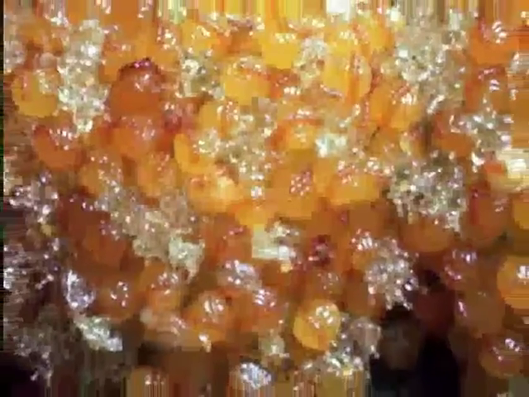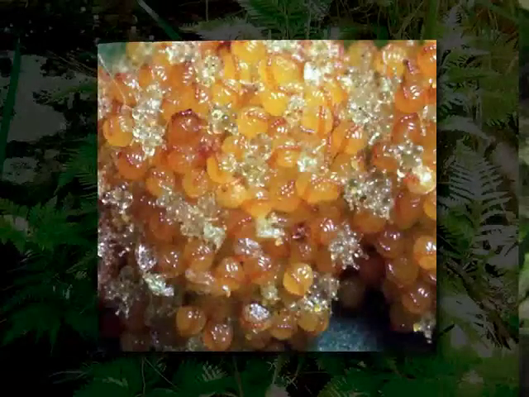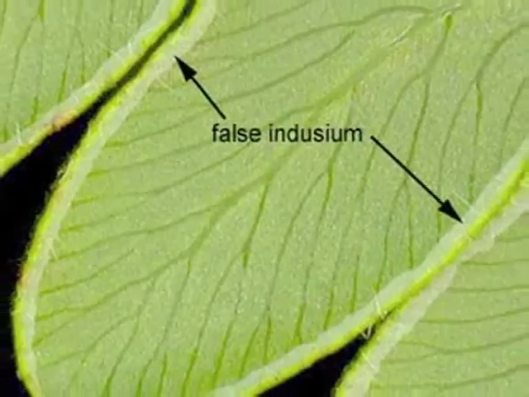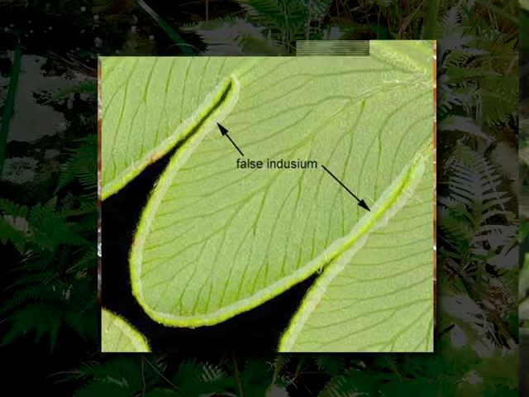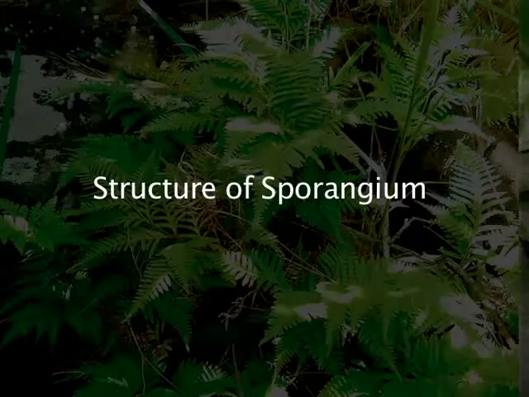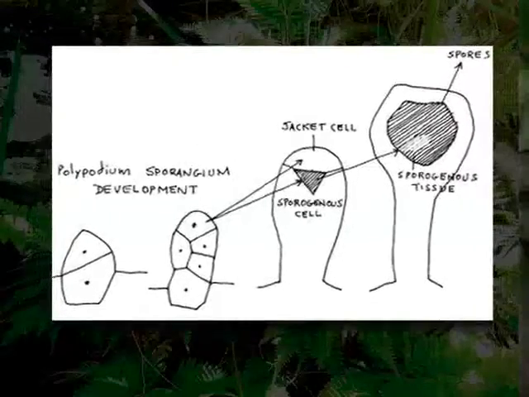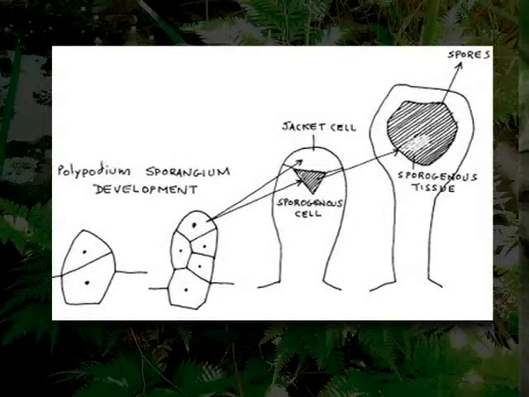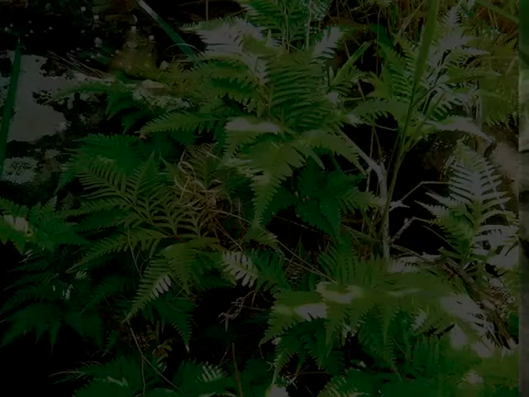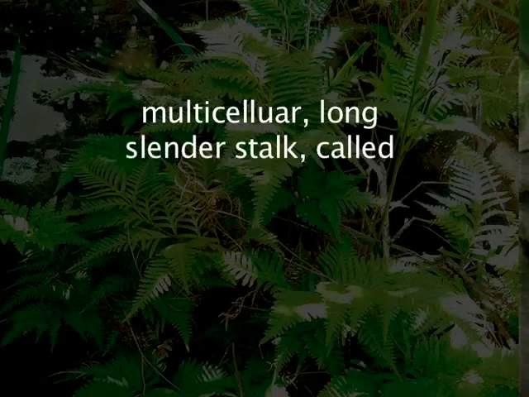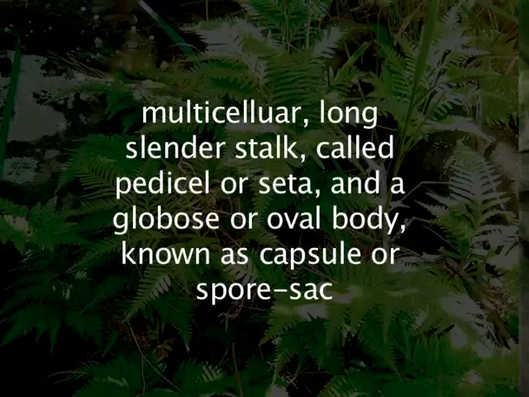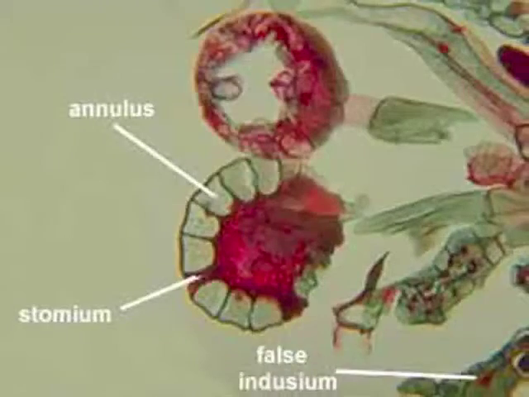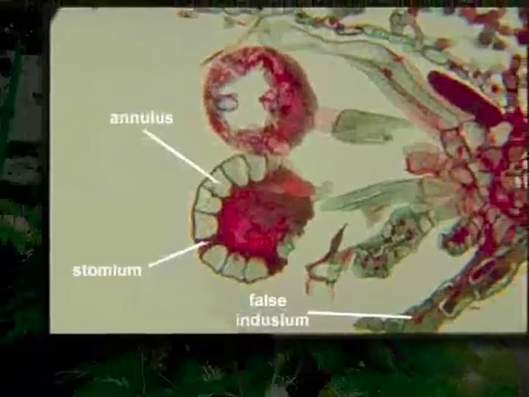Besides sporangia, there are multicellular uniseriate sterile structures known as paraphyses developing from the placenta. The sorus is protected by the reflexed margin of the leaflet known as the false indusium. Structure of sporangium. The sporangium shows leptosporangiate development because it is developed from a single initial. It has a multicellular long cylindrical stalk called pedicel or seta and a globose or oval body known as capsule or spore sac. The spore sac has a single layered jacket.